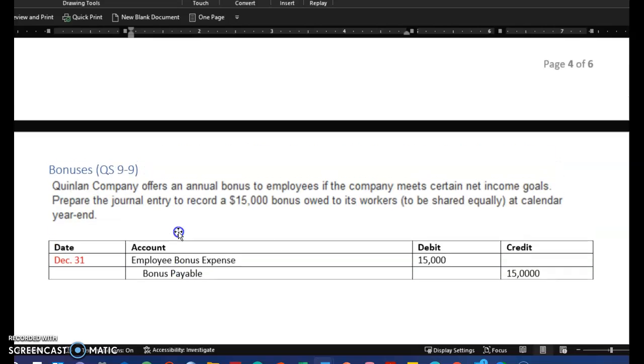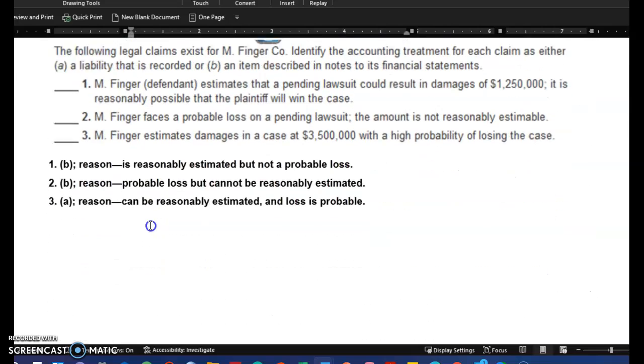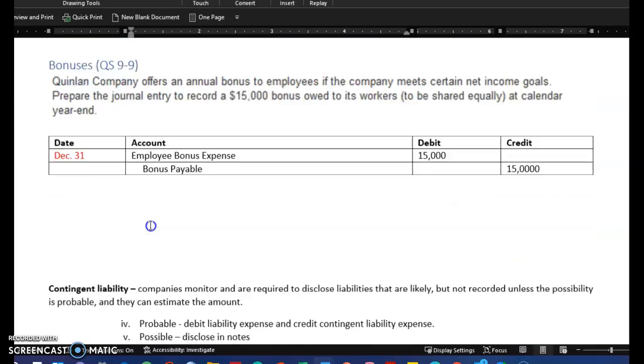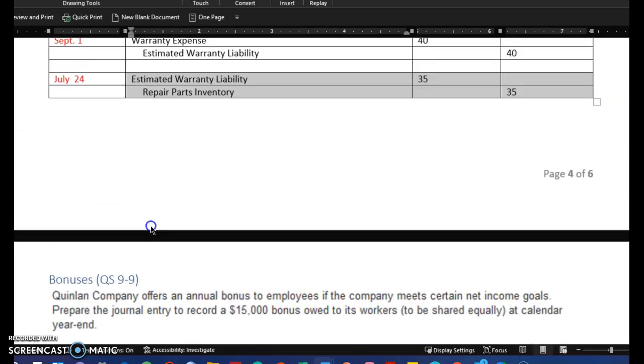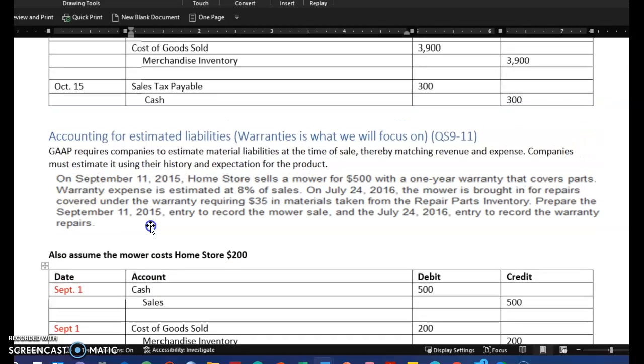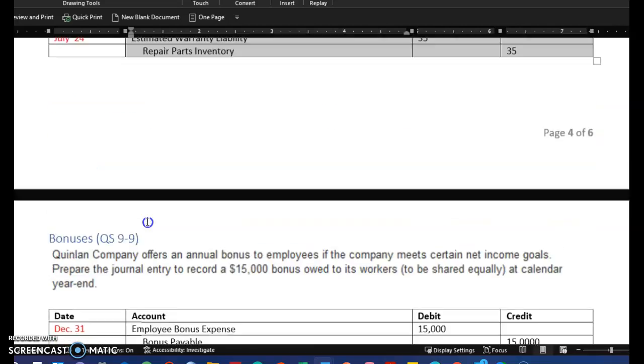All right. Let's see what we got left. We got contingents, we got bonus, payroll. Yeah, we'll do bonus. Is that what was next?